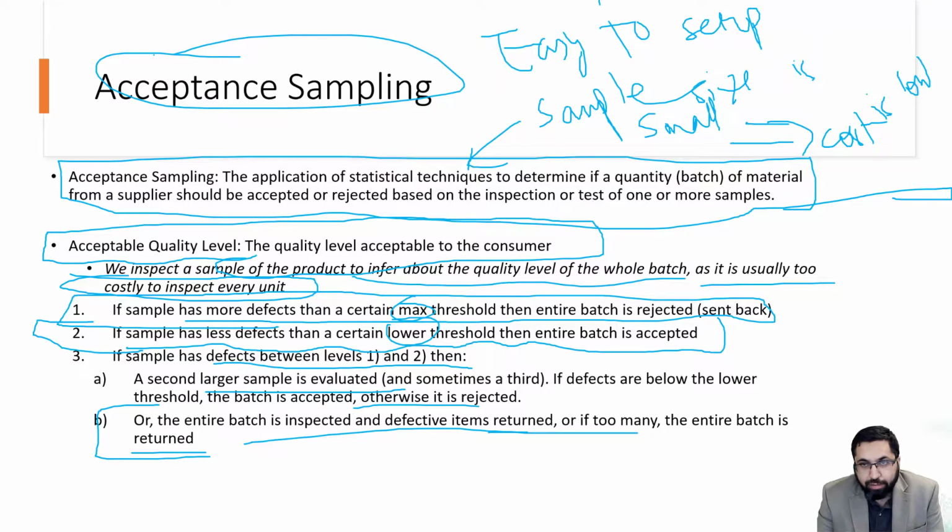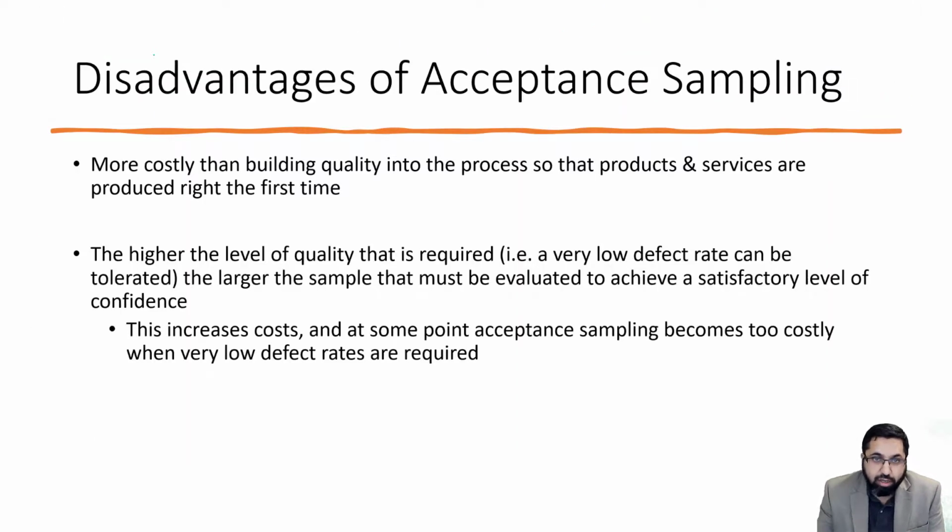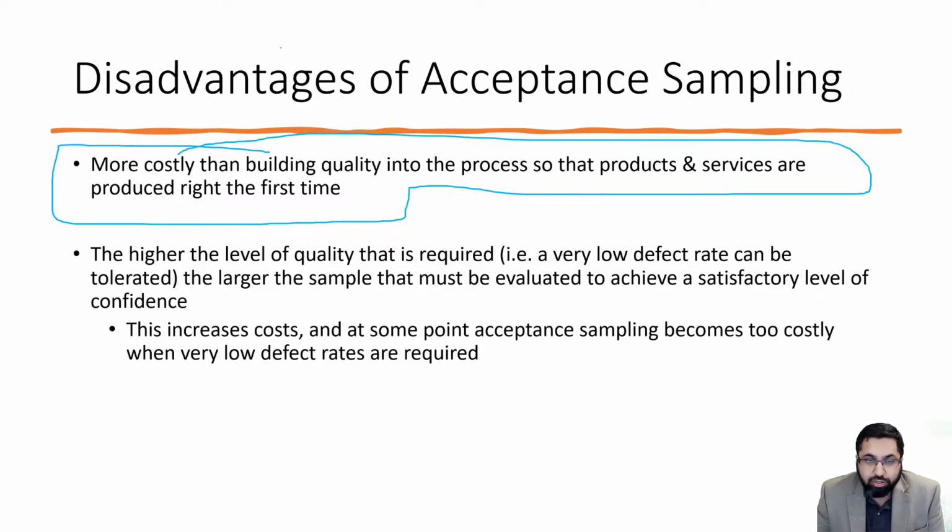So if it's easy to set up and if the sample size is reasonable, you're going to have low cost, right? That's the advantage. What are the disadvantages? It is still more costly than building quality into the process, because doing it right the first time is the cheapest way to do it.